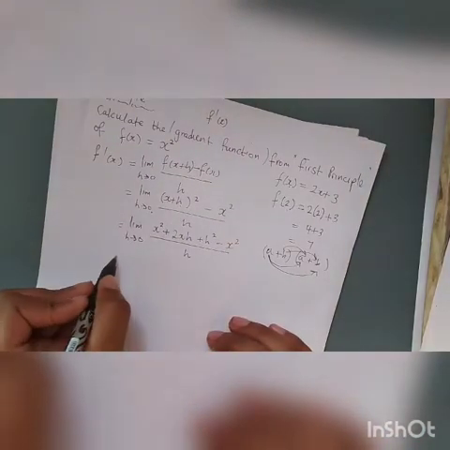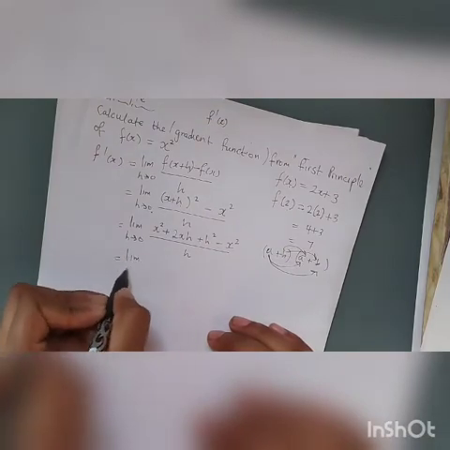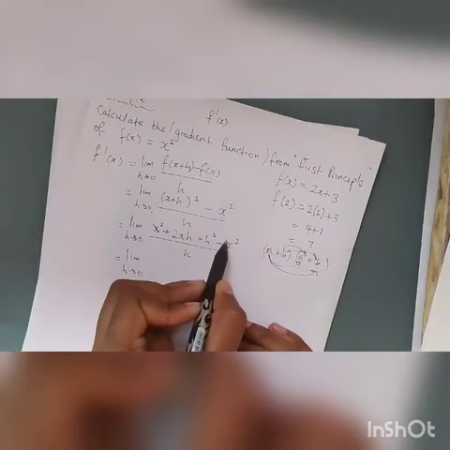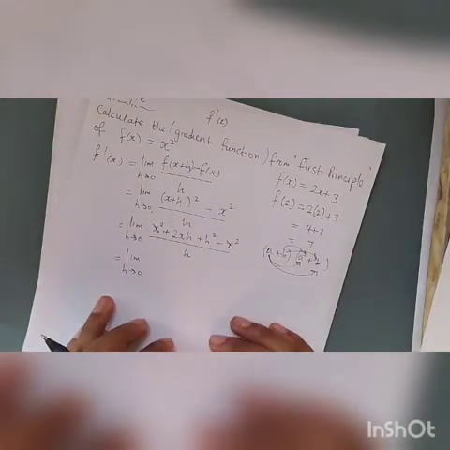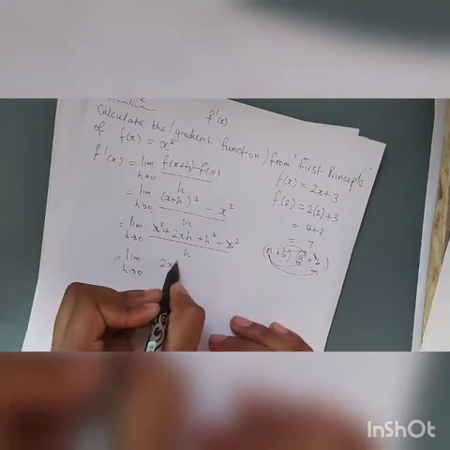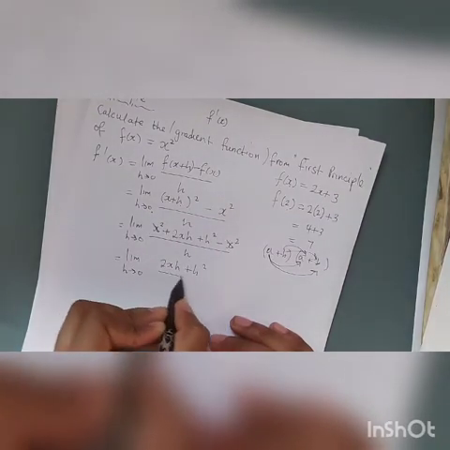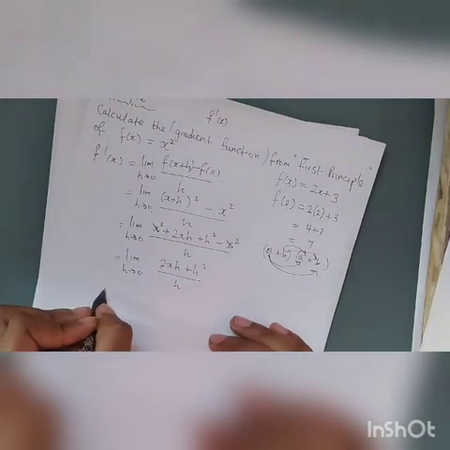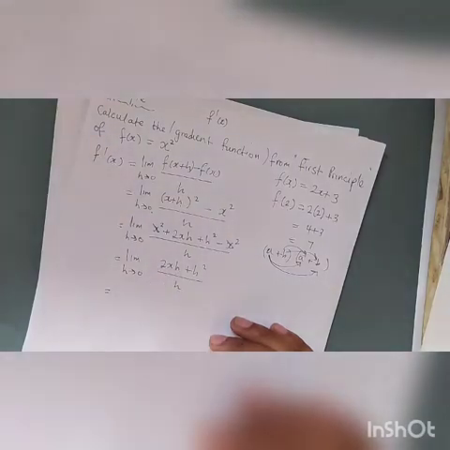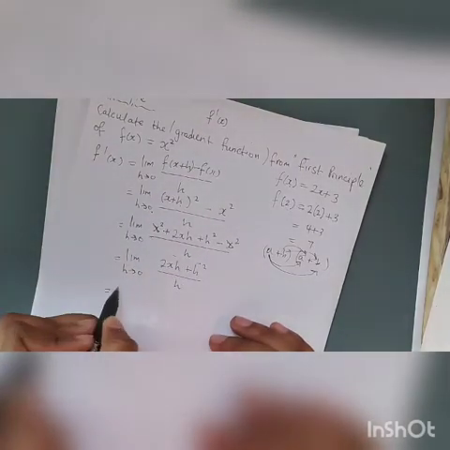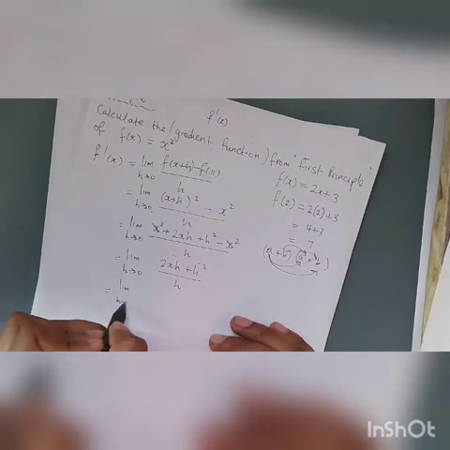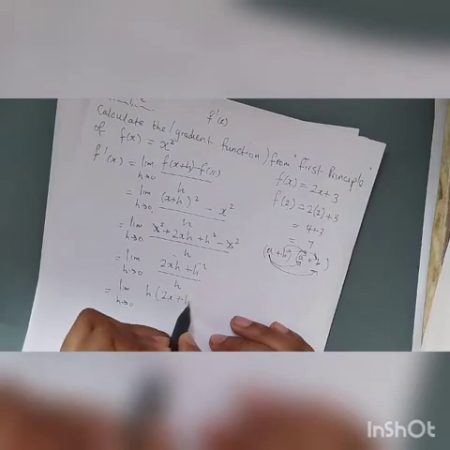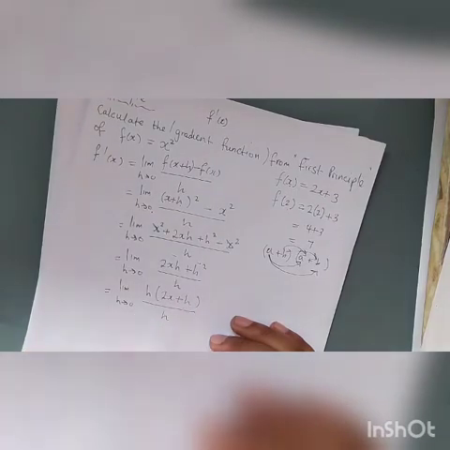What happens now? You still have this limit as h approaches 0. Look at this now. X squared is going to cancel this x squared. And you'll be left with 2xh plus h squared, all divided by h. And then, as you can see, you can simplify this. We have an h here, we have an h there. H is going to 0. You take out the h, you're left with 2x plus h, all divided by h.